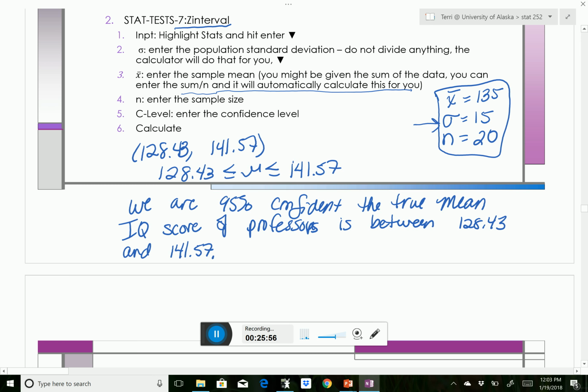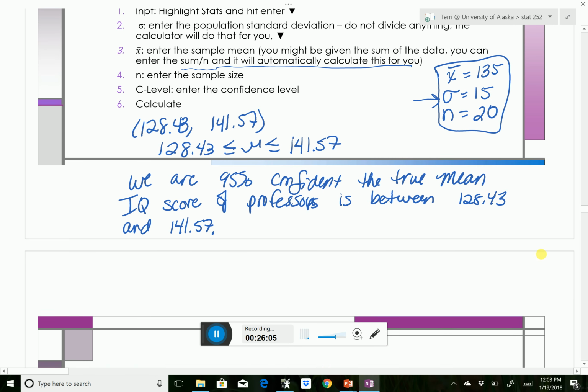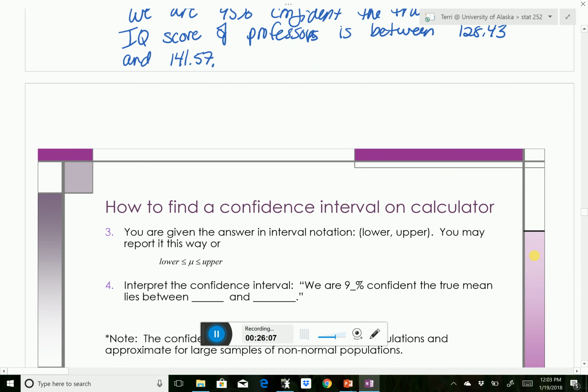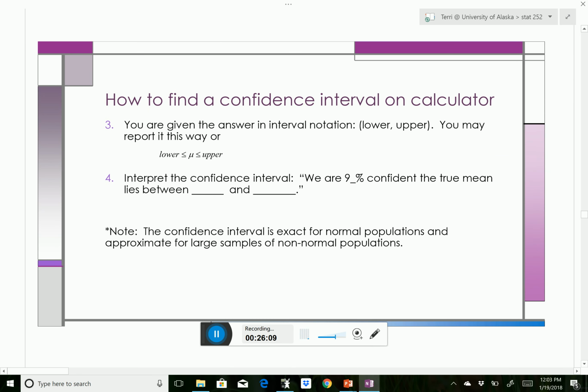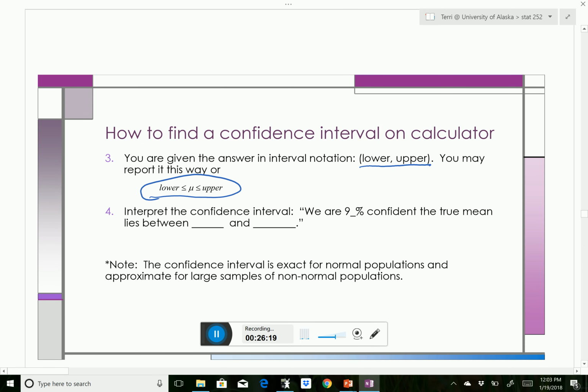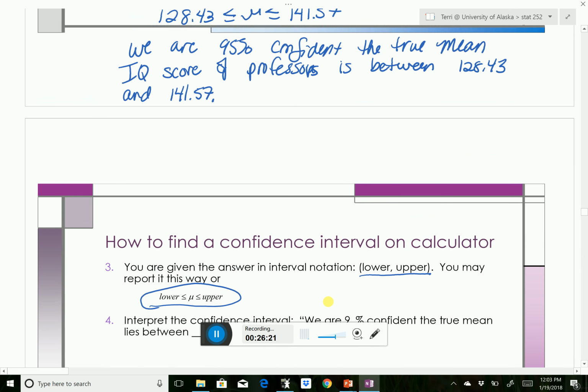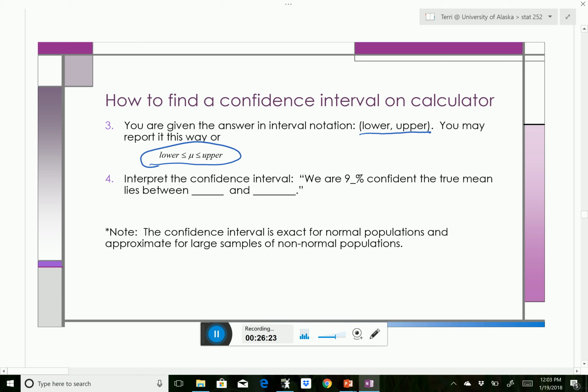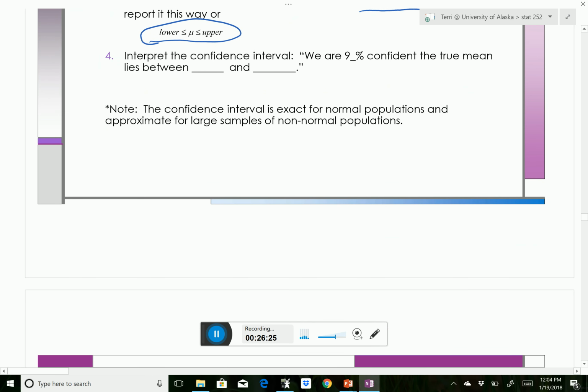I don't have units on this, so if this was not an IQ test and it was something else, then I would put the units: inches or feet or whatever. Okay. So, like I said, you're given the answer. You're going to report it in interval notation like this, or you can use this. And so we did that already. We said that right up here, and we interpreted it, and we're done, and that's all.